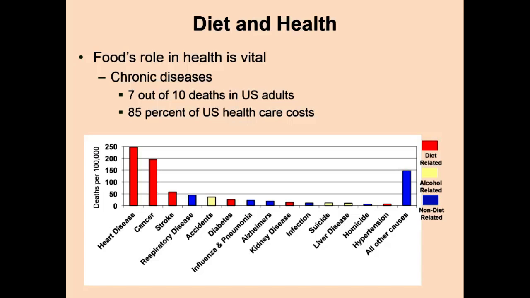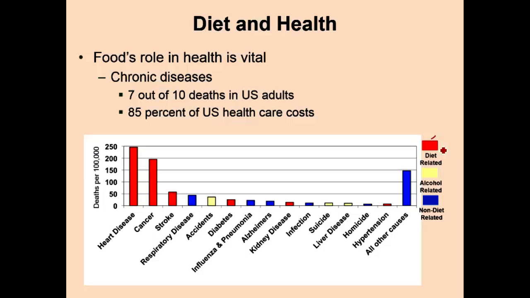However, more recent research is now focusing on food's role in chronic diseases. Chronic diseases are responsible for 7 out of 10 deaths among U.S. adults and account for more than 85% of U.S. healthcare costs. So let's look at this graph.